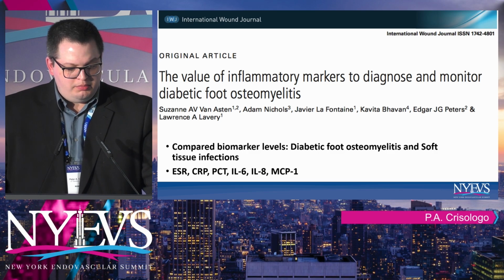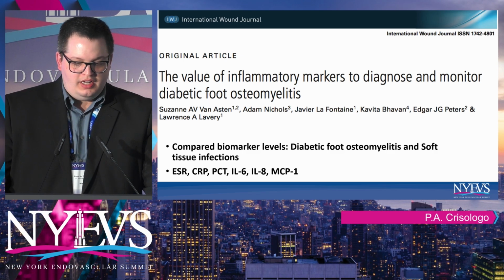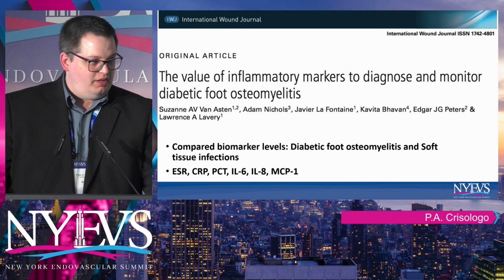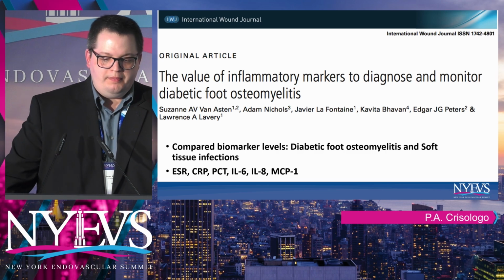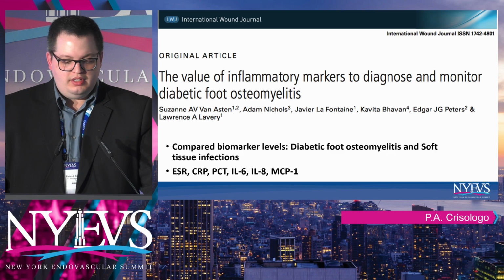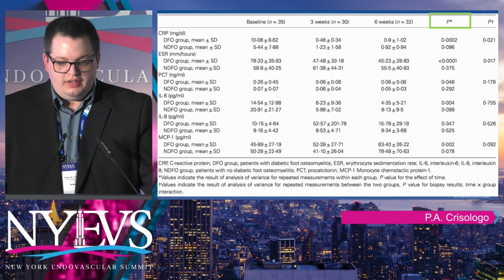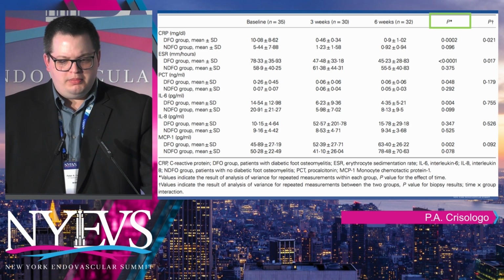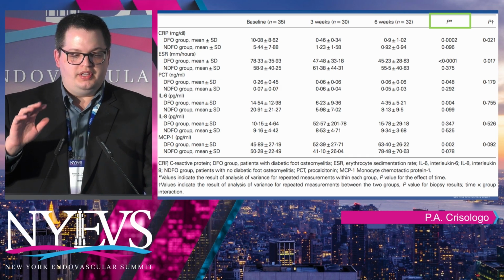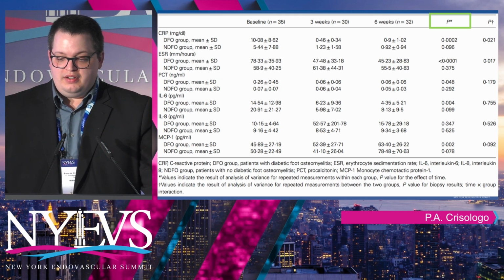All right, what else? Once again, Dr. Lavery's group with Suzanne Van Asten, they looked at this. This is a small 35-patient pilot study. It had some pretty interesting findings, not just looking at diagnosis, but monitoring for bone infection through treatment. And they looked at SED rate and CRP, like most of us use, procalcitonin. Then they looked at IL-6, IL-8, MCP-1. And if you're like me, when I first read it, it's like, what's MCP-1? But this is a very busy slide. What I want to bring out here is that they looked at values at baseline, at 3 weeks, and then at 6 weeks, so at the end of treatment.